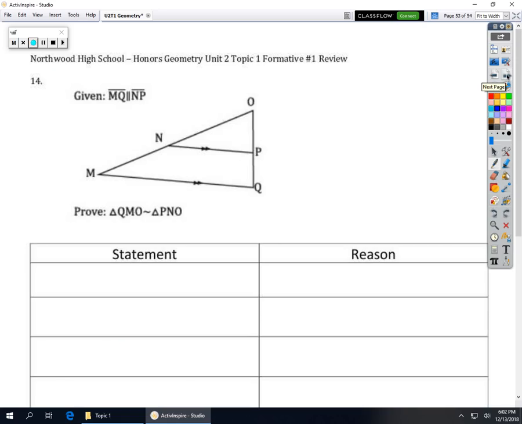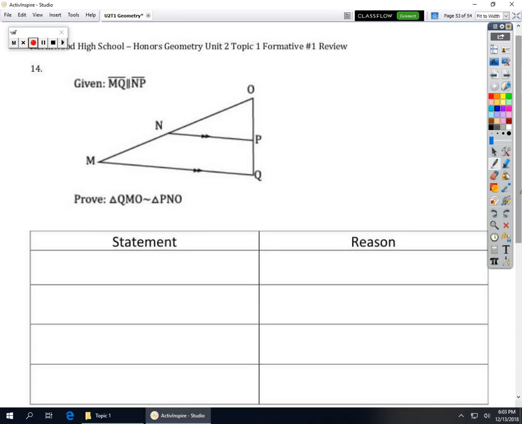All right, last one here is a proof. So, great. They told us they were parallel. So before we start a proof, besides writing the given, it never hurts to write a given. So I guess we can write that, just get it out of the way. MQ is parallel to NP. That was given. So we need to prove these triangles are similar.